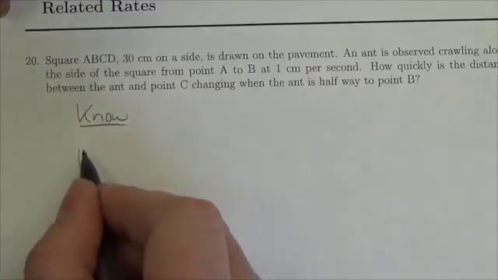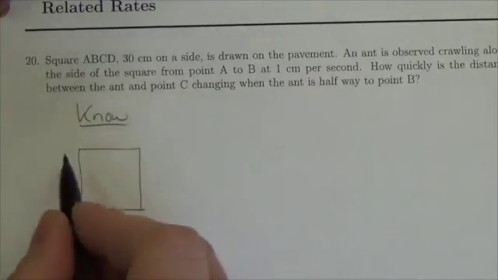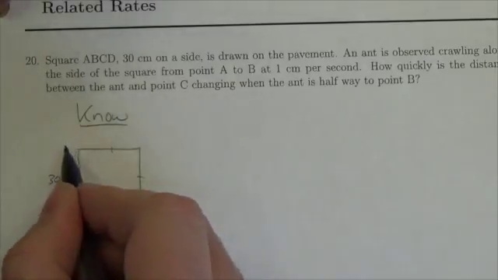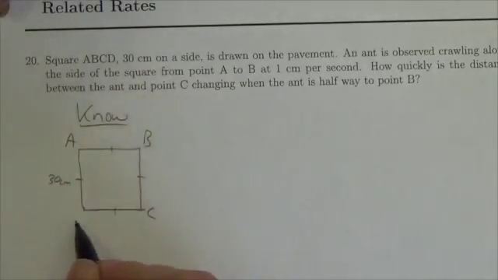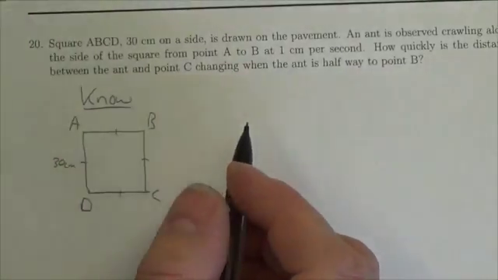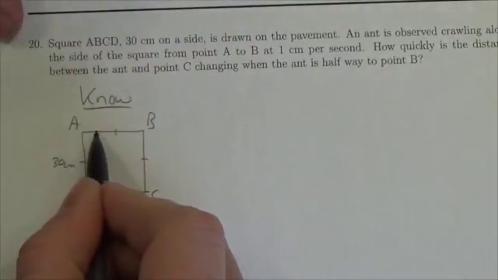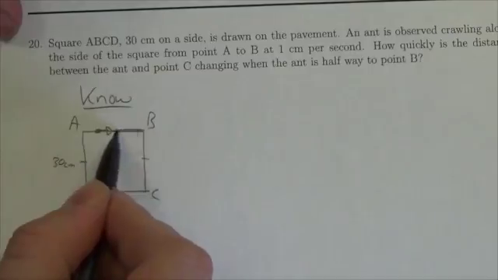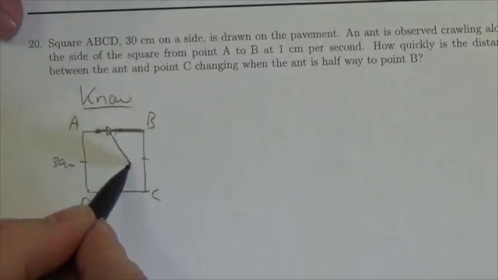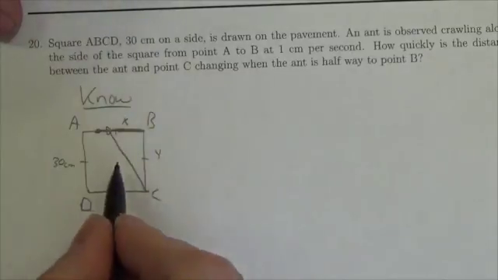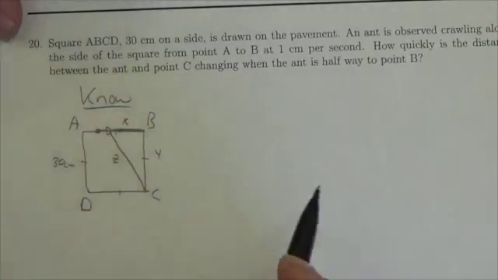Well, we've got a square here that's 30 centimeters on a side. Now it would probably help us to label this A, B, C, D. And we know that we've got this ant crawling from point A to point B. So here's the ant right here. It's going this distance. And so it's creating this little triangle here with B and C. So let's call this X, let's call this Y, and this is going to be Z.